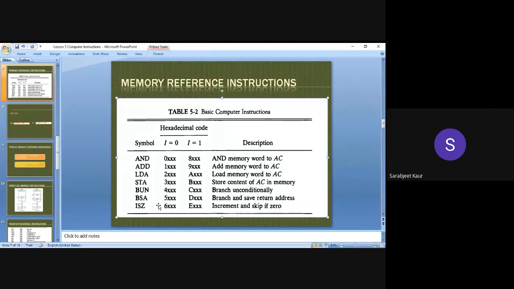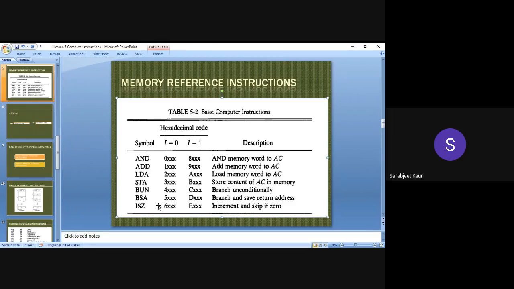Okay, more about BUN, BSA, and even increment and skip later. I'll be taking these in a lot of detail later. So I'm just giving you an idea right now. You may not understand the complete instruction at this point of time, but later you will.